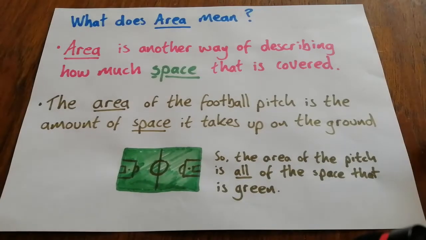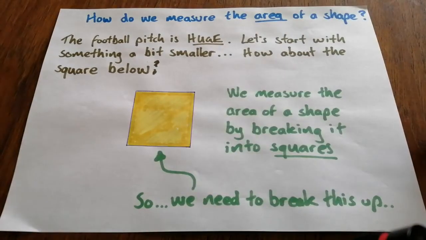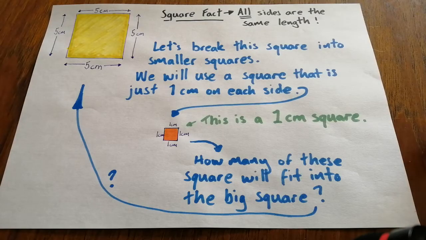So let's try and figure out how we measure the area of a shape. Let's try and work on something a little bit smaller than the football pitch because it's a little bit large. Let's start with something like this nice, beautiful yellow square that I've drawn. Okay, that's not too big, that's a manageable size. Now, to measure the area of something, what we do is we break it down into smaller squares. So we need to break this square down. It's quite small, but let's break it up just a little bit more. Okay, what size will we break it into? Well, let's remember our square facts first.